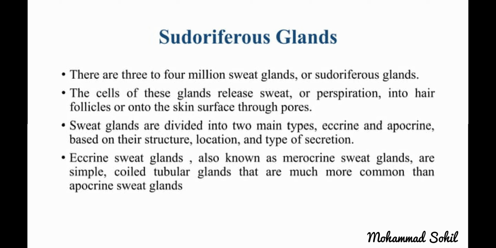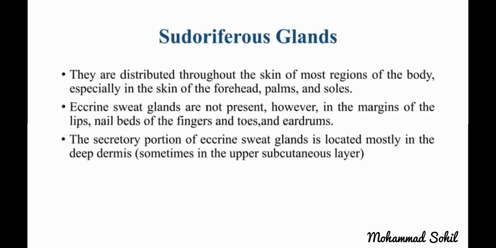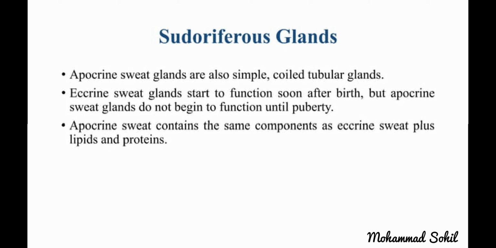common than apocrine sweat glands. They are distributed throughout the skin of most regions of the body, especially in the skin of the forehead, palms, and soles. Eccrine sweat glands are not present, however, in the margins of the lips, nail beds of the fingers and toes, and eardrums. The secretory portion of an eccrine sweat gland is located mostly in the deep dermis, sometimes in the upper subcutaneous layer. Apocrine sweat glands are also simple coiled tubular glands.